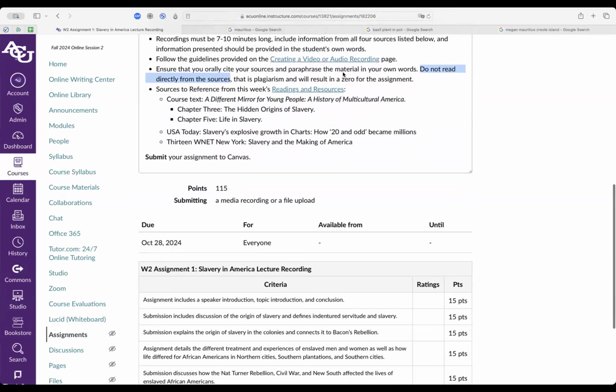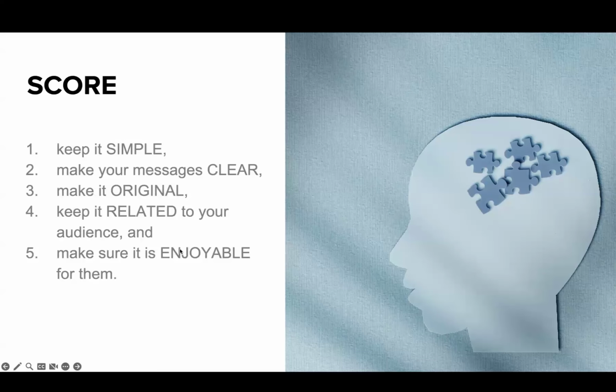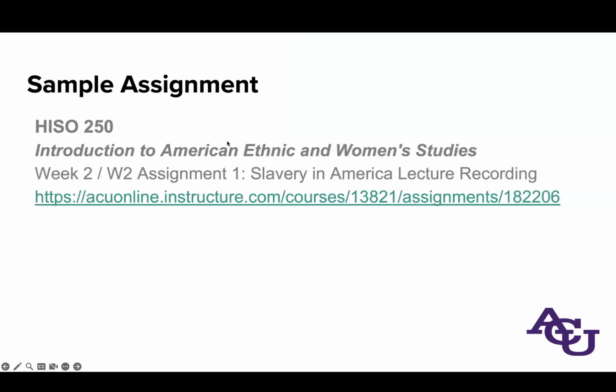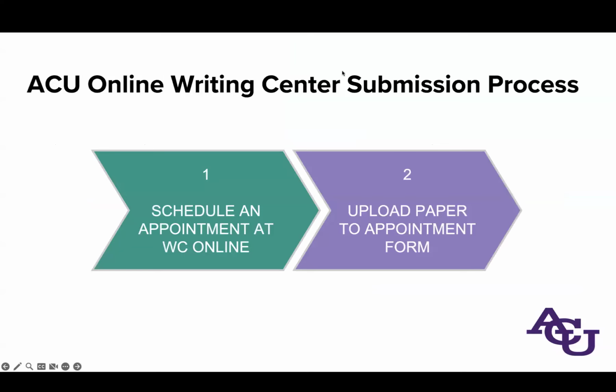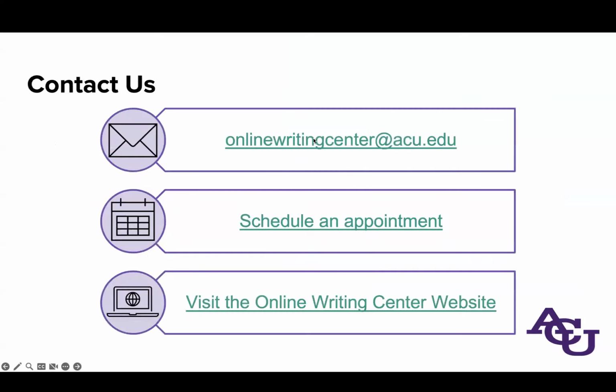Okay, so let's finish with a final recap of the SCORE system. Keep it simple, make your message clear, keep things original, relate things to your audience, and make sure it's enjoyable to them. It's better to have a 7-minute presentation that is really focused, that is keeping your audience with you, than to spend an extra 3 minutes giving more information, but everyone's looking at their watch, wondering when this is going to end and thinking about anything else.